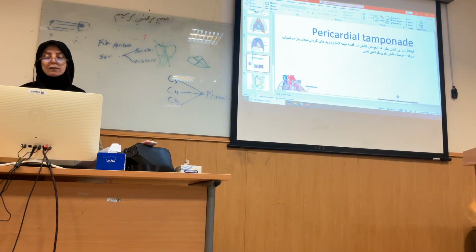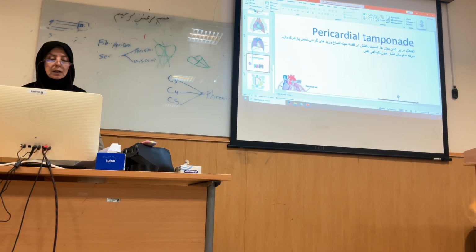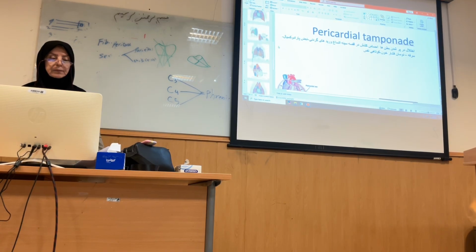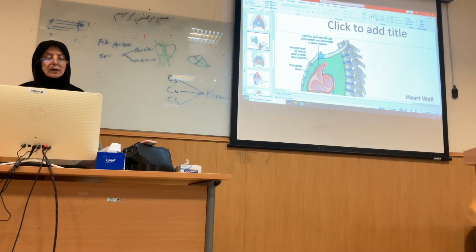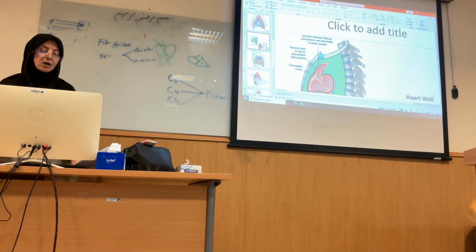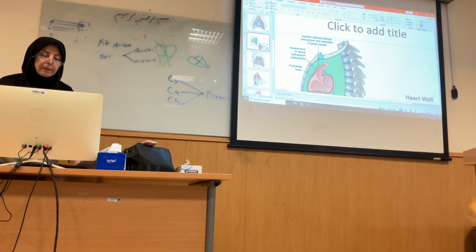What is the reason of the tamponade? Effusion. Now I come back here. Look at here. This blue color is going to remind you of the fibrous pericardium. This red color is going to remind you of the serous pericardium. Serous pericardium consists of two layers. Parietal layer, visceral layer.